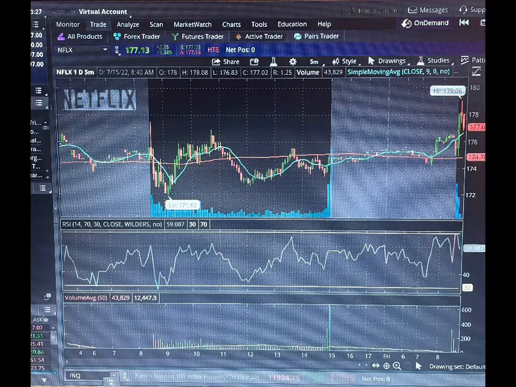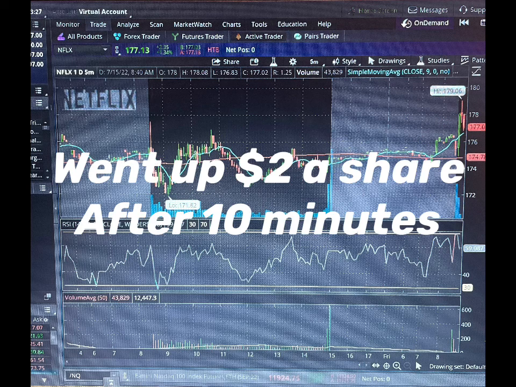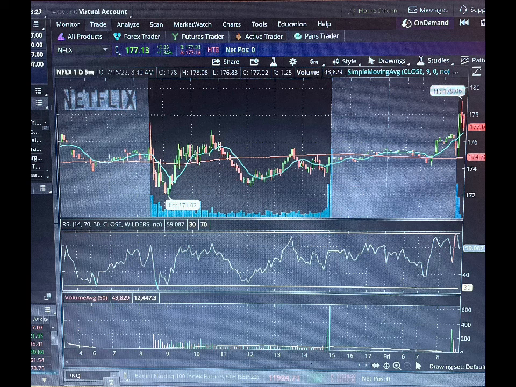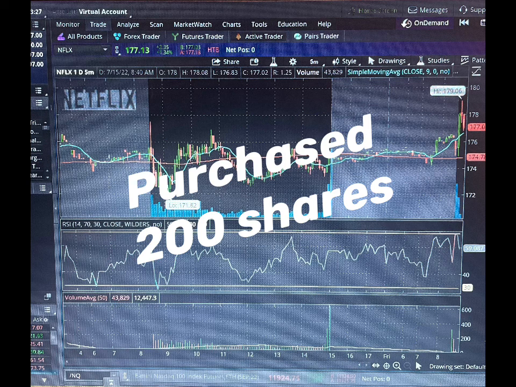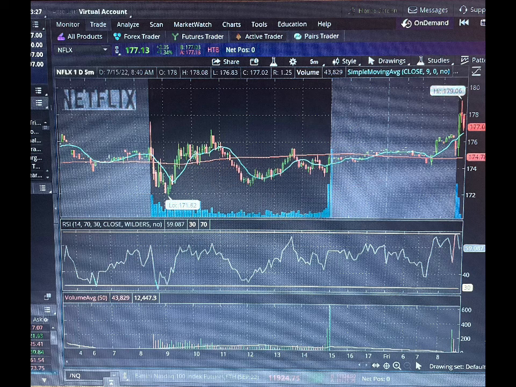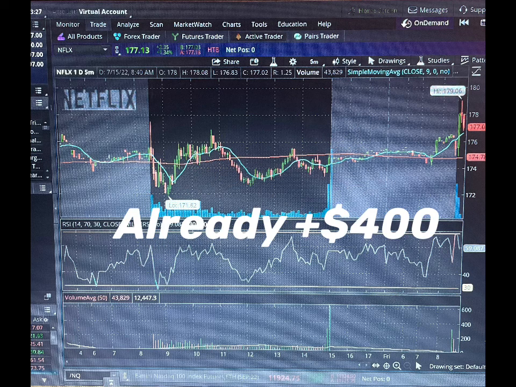And right here real quick is just an even more condensed version of what you were seeing. And so you can see that right up here, right after I had bought the stock at market open, it had already spiked another $2. And whenever I purchased this stock, I actually purchased 200 shares of it. So even that $2 bump right there, I'd already made $400.